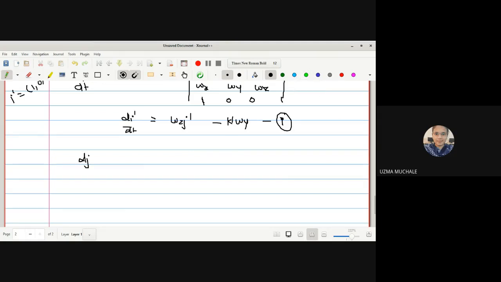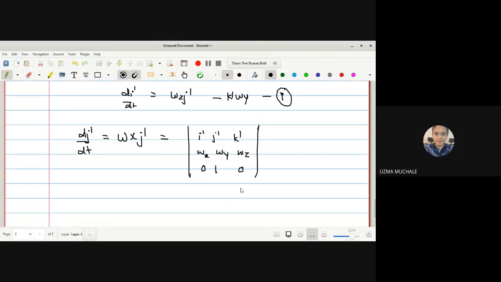Now what is the next term we have to evaluate? dj'/dt, which is equal to w cross j'. How to evaluate this w cross j'? Just like our cross product. Again, here is i', j' and k'. Here is the component of the vector along the y-axis, so it is 0, 1, 0. I hope you can evaluate the determinant, and calculating this determinant I can write directly as minus i' wz plus k' wx. Let me name it equation 2.